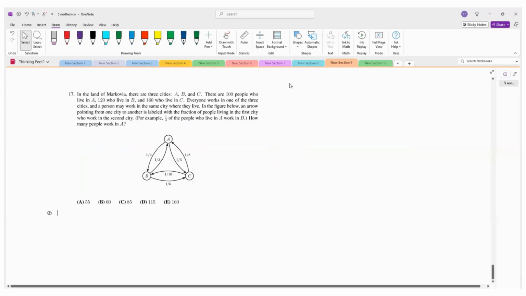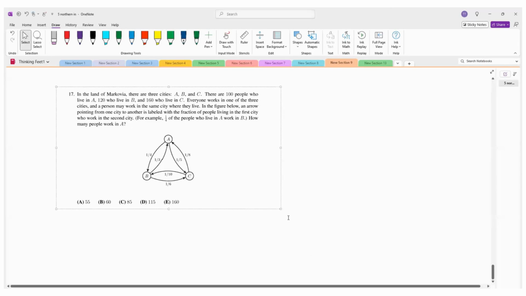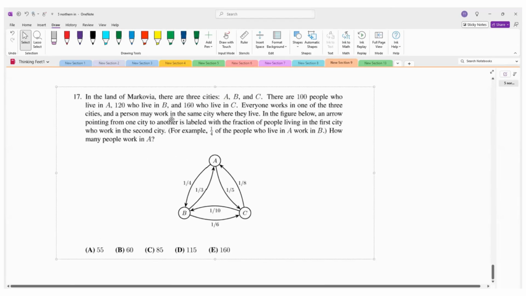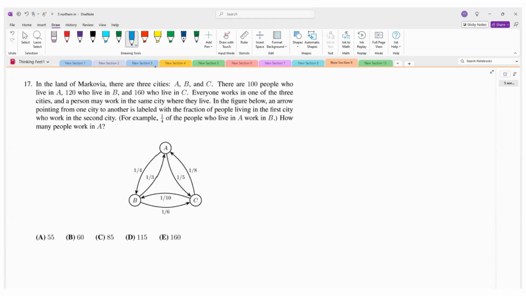Okay, let's think about question 17. All right, seems to be a long question, so we're going to be a bit careful in reading this. So in this land, there are 3 cities, A, B, and C. There are 100 people who live in A, so I'm going to start writing 100, 120, and 160.